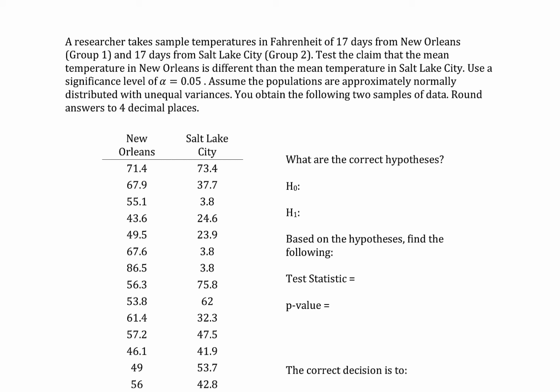A researcher takes sample temperatures in Fahrenheit of 17 days from New Orleans, Group 1, and 17 days from Salt Lake City, Group 2. Test the claim that the mean temperature in New Orleans is different than the mean temperature in Salt Lake City. Use a significance level of alpha equals 0.05. Assume the populations are approximately normally distributed with unequal variances. You obtain the following two samples of data. Round answers to 4 decimal places.